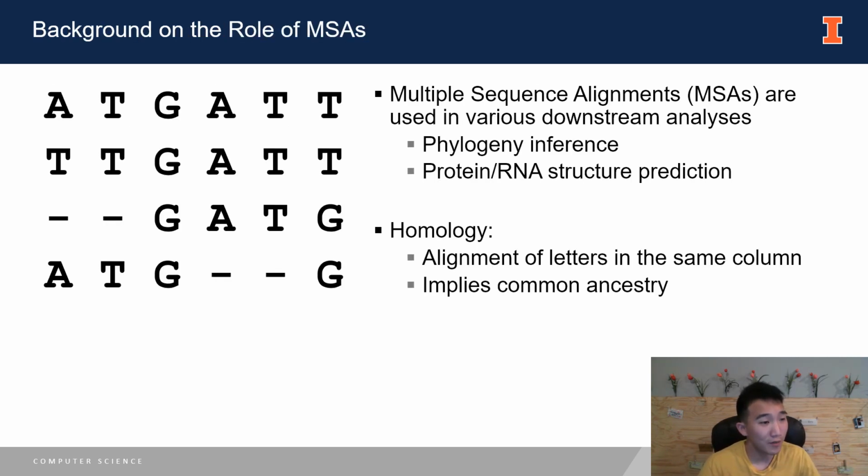One key thing about multiple sequence alignments is that they are basic inputs for a lot of downstream computational biology analyses. One of the reasons is that multiple sequence alignments represent homologies, which in practice is alignment of characters in the same column, and it implies that two characters have evolved from the same ancestor. Therefore, getting accurate multiple sequence alignments is of great interest to a lot of downstream analysis tasks such as phylogeny inference and protein structure prediction, and getting accurate alignment matters for the accuracy of downstream analyses.